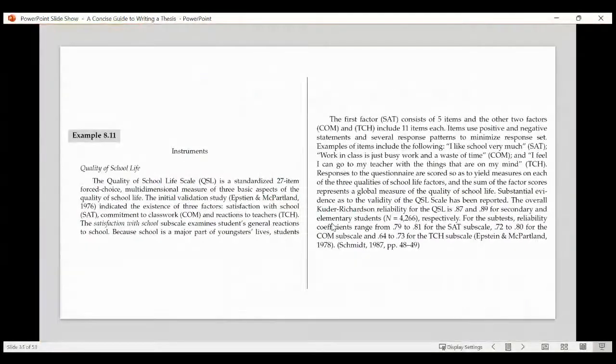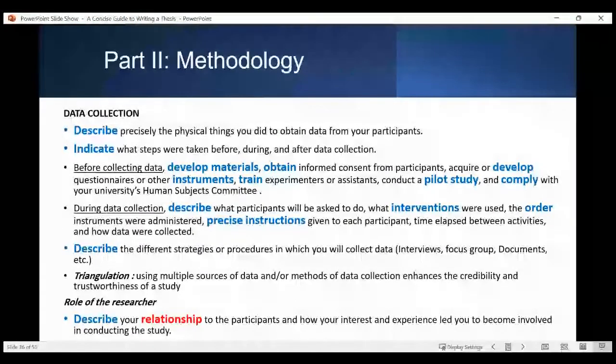All right. Here is also another example of the instrument and how to talk about it. Okay, the data collection.